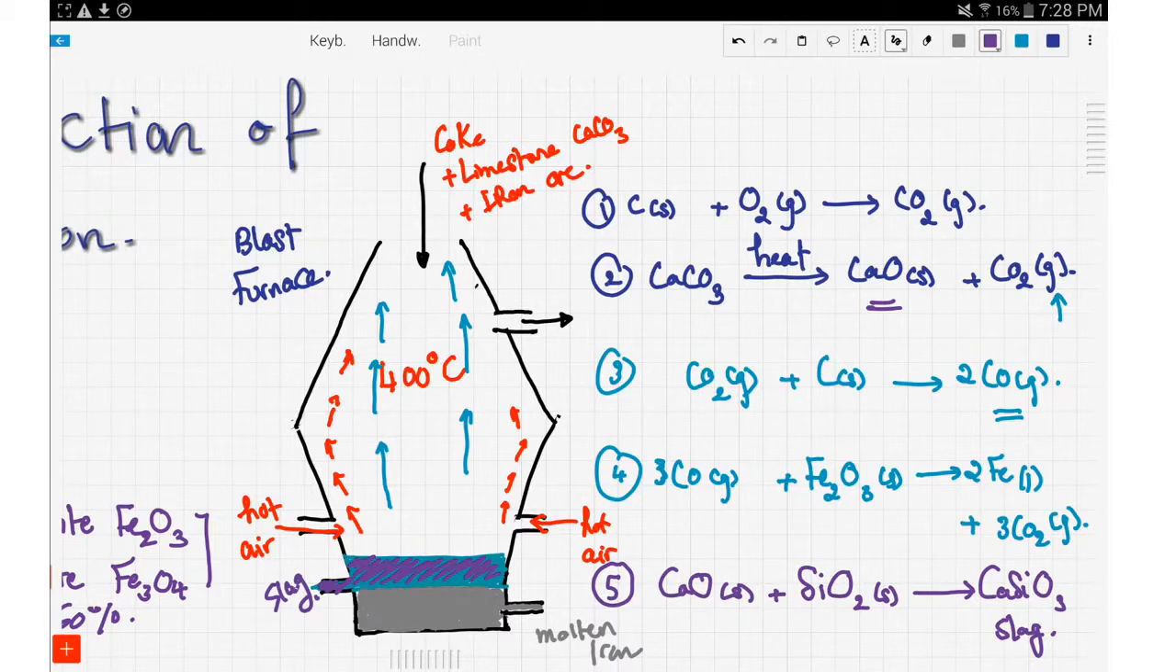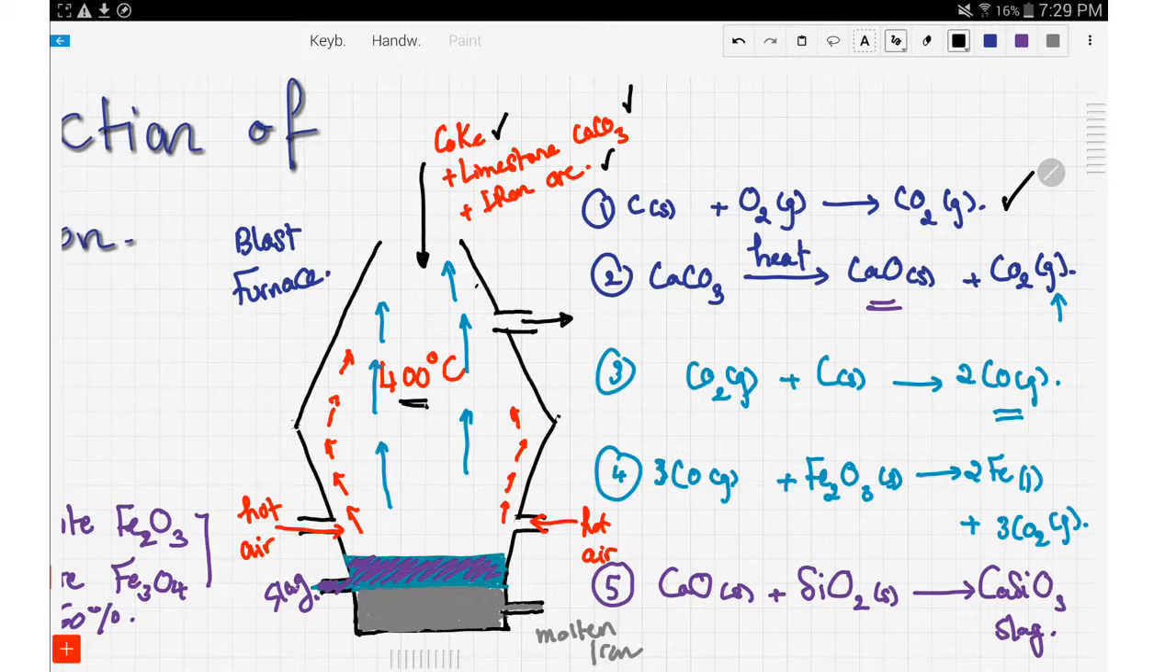Well, let's go over this again. I know it was a bit messy, but let's go over it again. Well, we said that iron is extracted from its oxide ores, like magnetite and hematite. In this case, we use a blast furnace at 400 degrees Celsius, and we add coke, limestone, and the iron ore. What happens is the first reaction that occurs, the coke reacts with oxygen to give carbon dioxide.